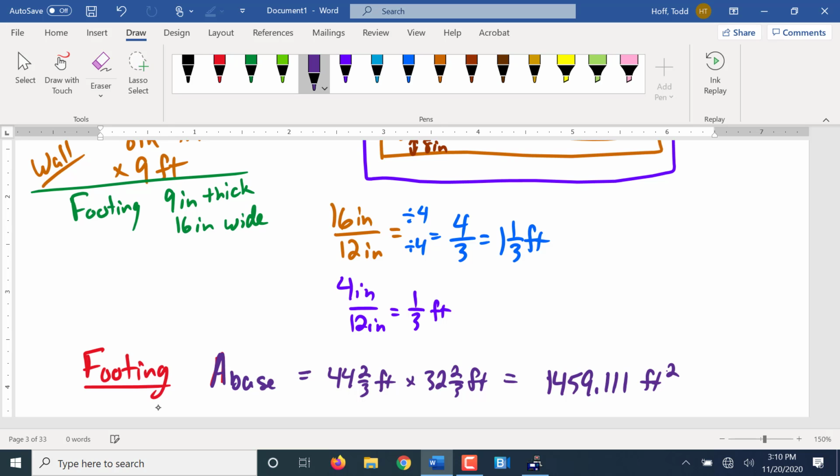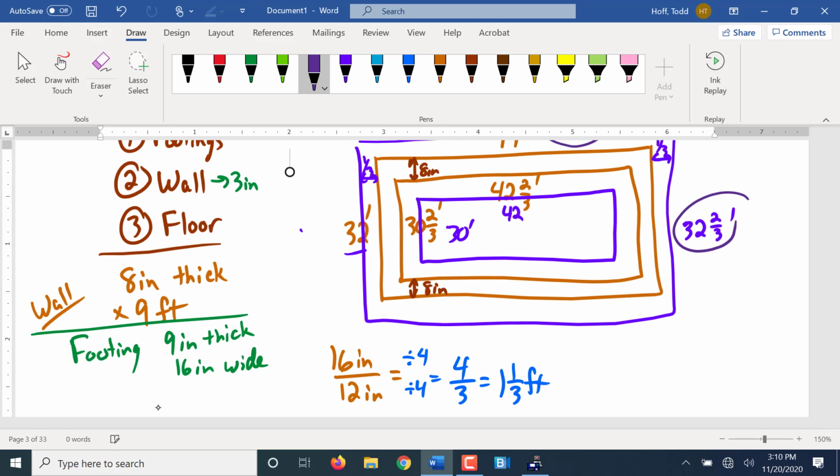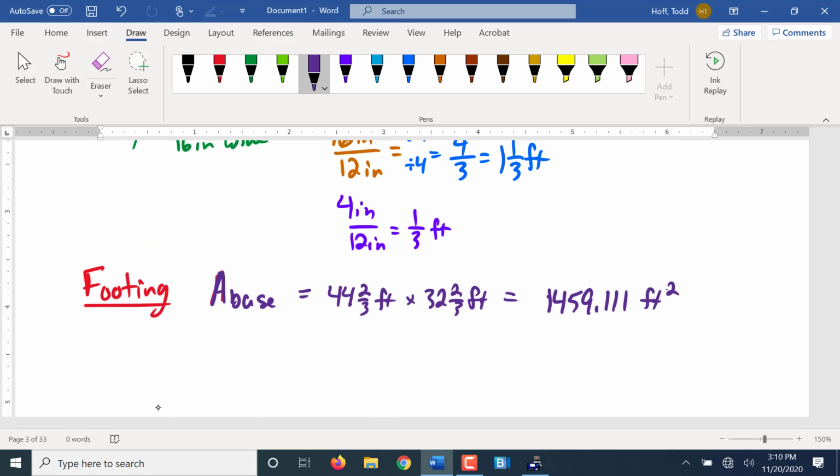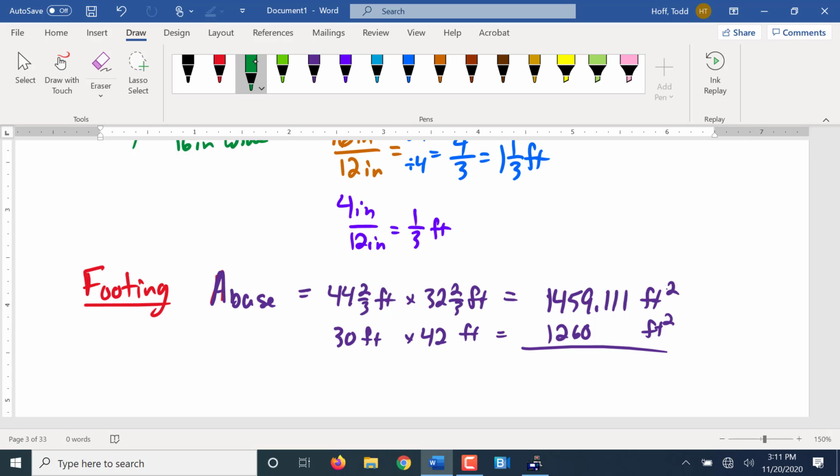square feet. How big's my inside part? It's just 30 by 42, right? That's 1,260 square feet. If I subtract, I get about 199. Let's just call it 200 square feet. 199.111. We'll call it 200 square feet is the area of that footing.